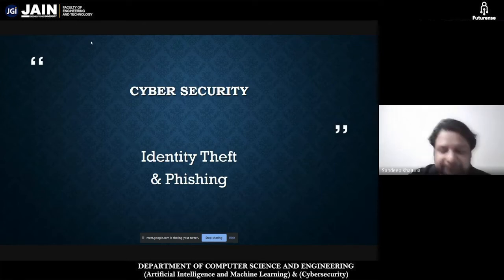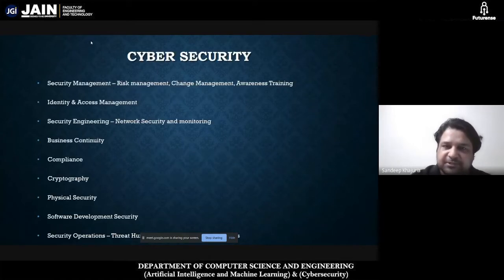So today we are here to learn about identity theft and phishing. These are two major attack areas that have been very prominent for some time now, and a lot of work has been done in mitigating the risks coming from identity theft and phishing. Now we'll be dwelling on these two topics. I would like to start with introducing cybersecurity, since I have the idea that we have second year and third year students among us.